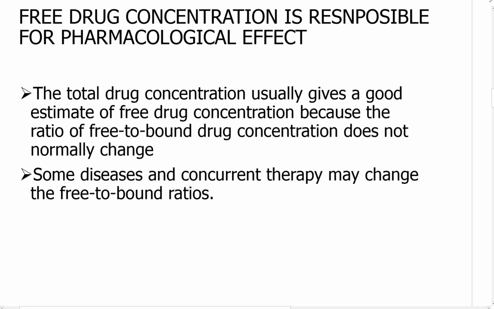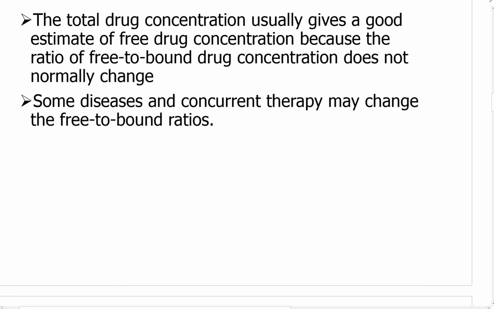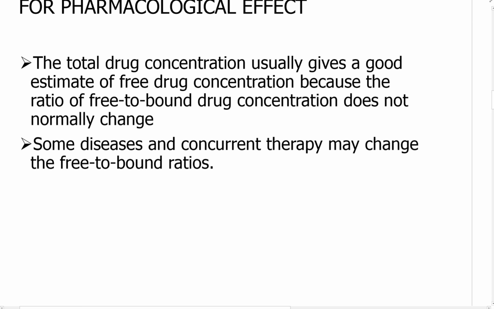Now, total drug concentration gives a good estimate of free drug concentration. In research or in the hospital, we will always use total drug concentration. The analytical methodology we have in the lab always measures total drug, that means free plus bound drug. Although we are measuring total drug, this gives a good estimate of the free drug. You can faithfully say, okay, this is total drug, and based on this, you assume the free drug.